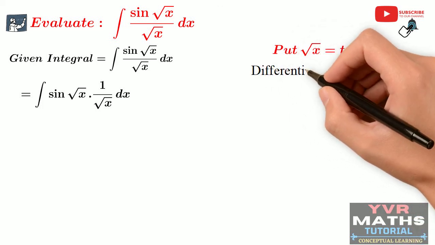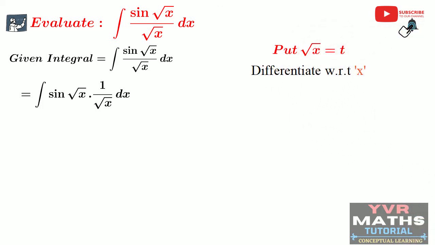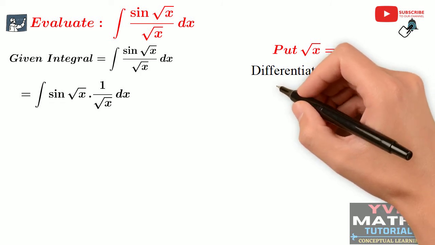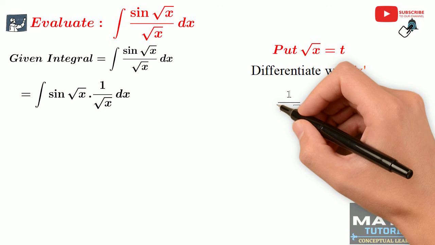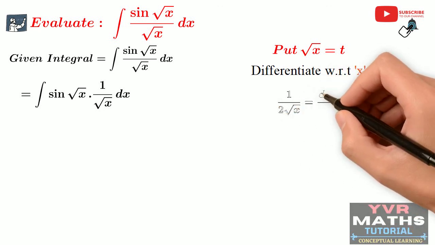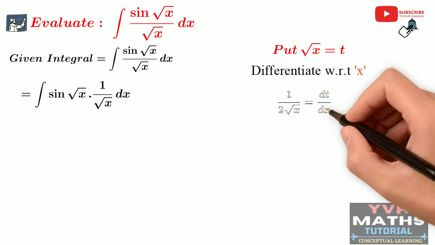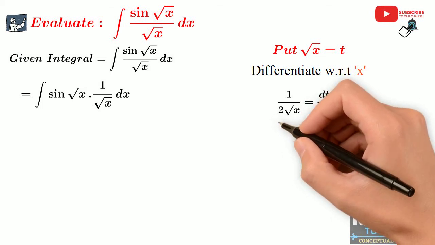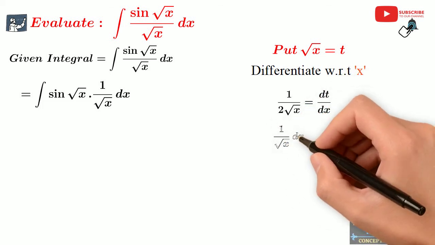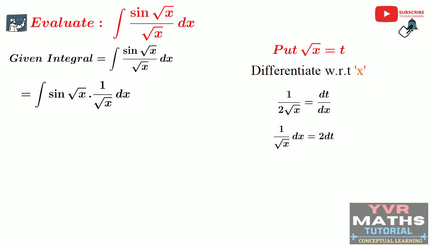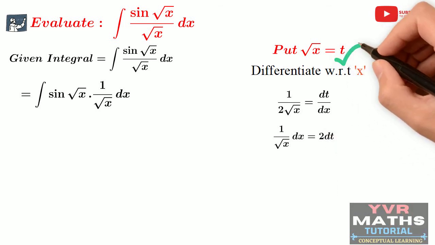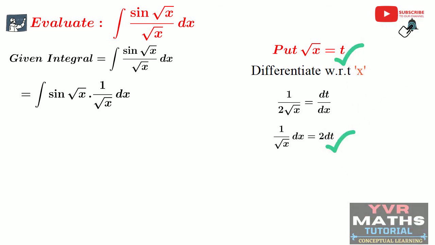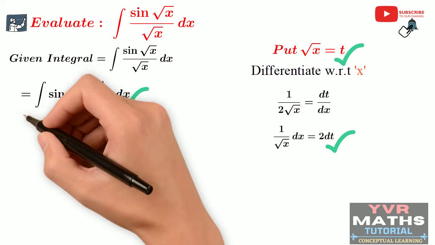Differentiate this one with respect to x. Then the derivative of root x is 1 by 2 root x and the derivative of t with respect to x is dt by dx. So the next step is 1 by 2 root x is equal to dt by dx. If we cross multiply, then the new step is 1 by root x dx is equal to 2 dt. If we substitute this equation and this equation in the given integral, then what will we get as the new step?